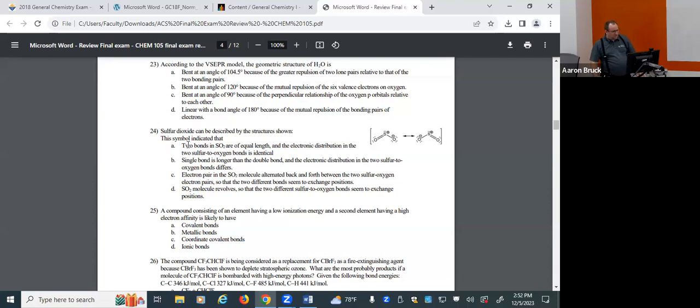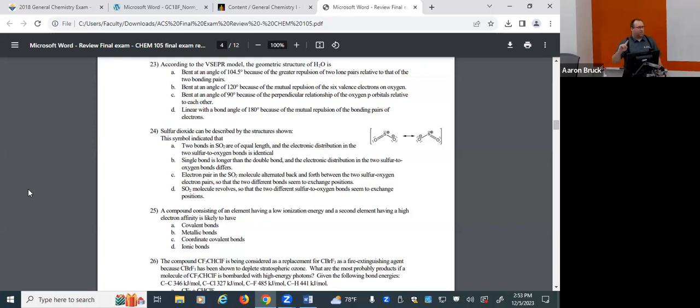So we look at each of these individually. The first one, the bonds in sulfur dioxide are of equal length, and the electronic distribution in the two sulfur to oxygen bonds is identical. That is the definition of resonance. So the example we gave was ozone. We also gave examples like carbonate and nitrate ions. The idea that that double bond is in motion.